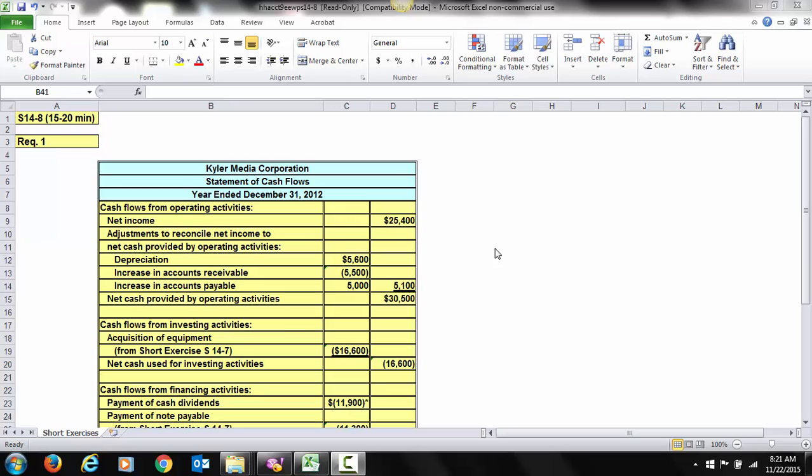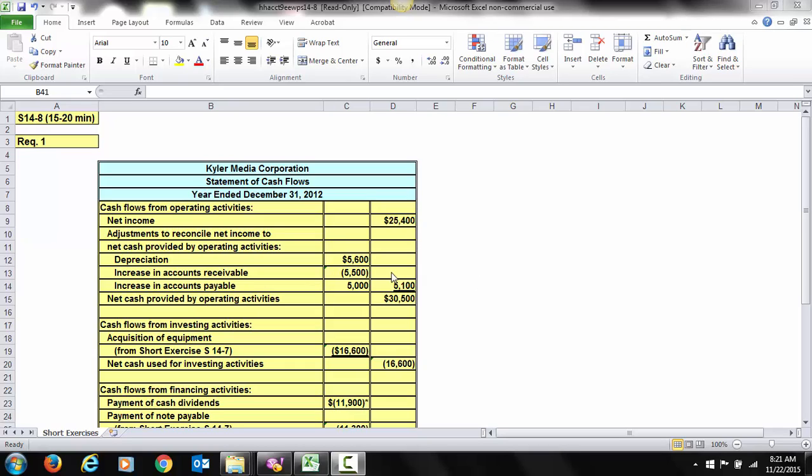The second thing we're going to do is analyze in our operating activities the changes in current assets and current liabilities. And in your book on pages 668 and 669, they do a very good job of explaining what happens when there's an increase or a decrease in current assets and an increase or a decrease in current liabilities, and why.